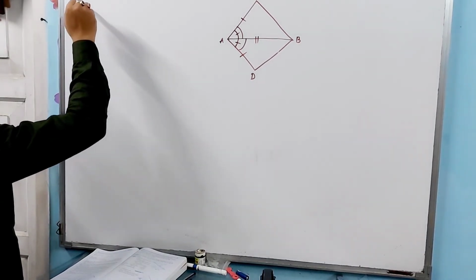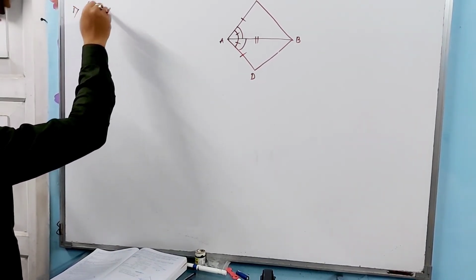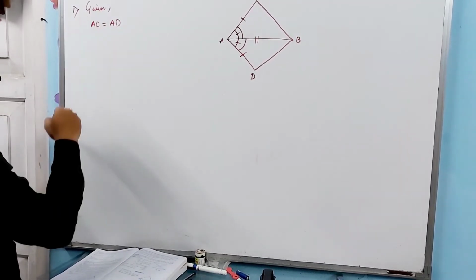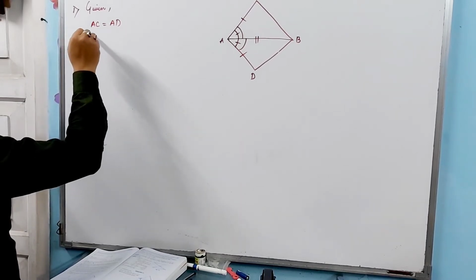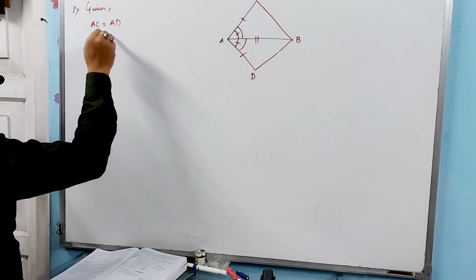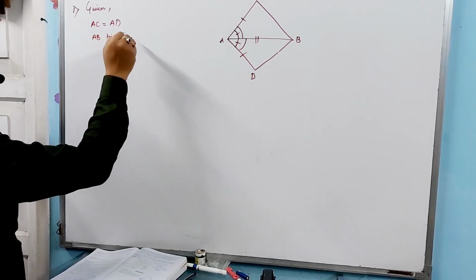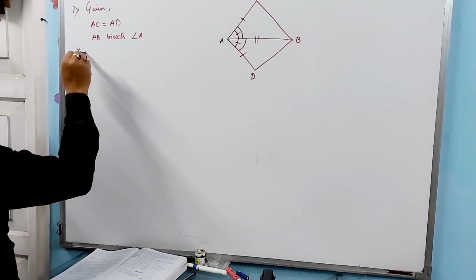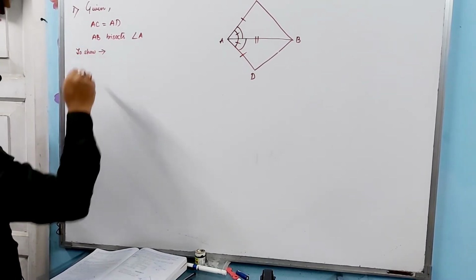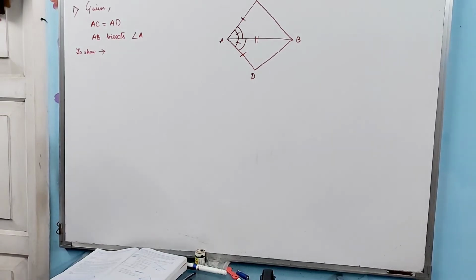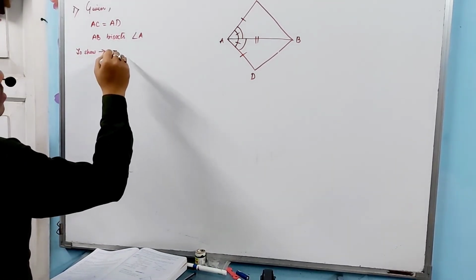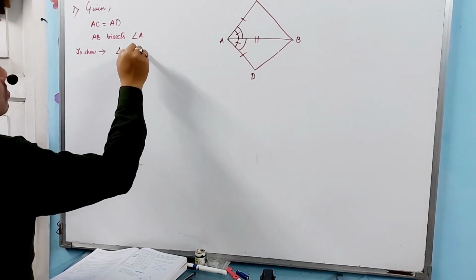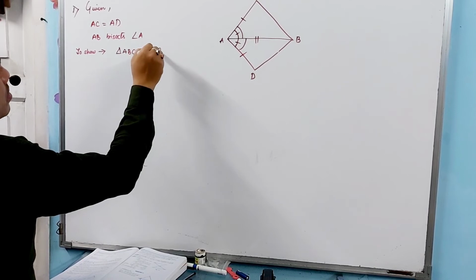So, the given part. What is given? AC is equal to AD. And it is given that AB bisects angle A. Okay? What we have to show? We have to show that triangle ABC is congruent to triangle ABD.